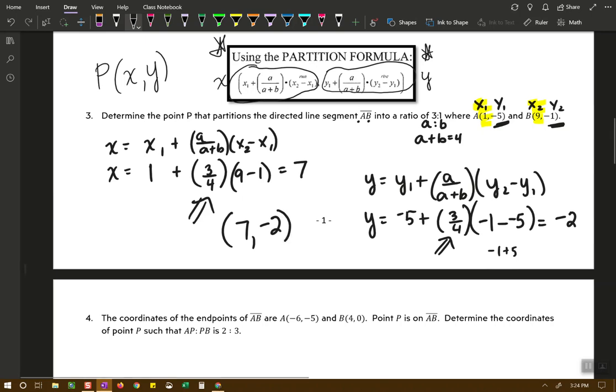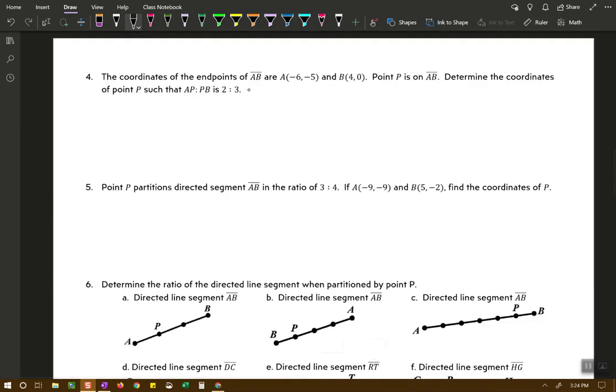One more example in this video. This one says that the endpoints of A, B, so it starts at A and it ends at B. This is x1, y1, x2, y2. And determine the coordinates of P such that the ratio is 2:3. So this is little a and that's little b. And a plus b is going to be 2 plus 3, which is 5.